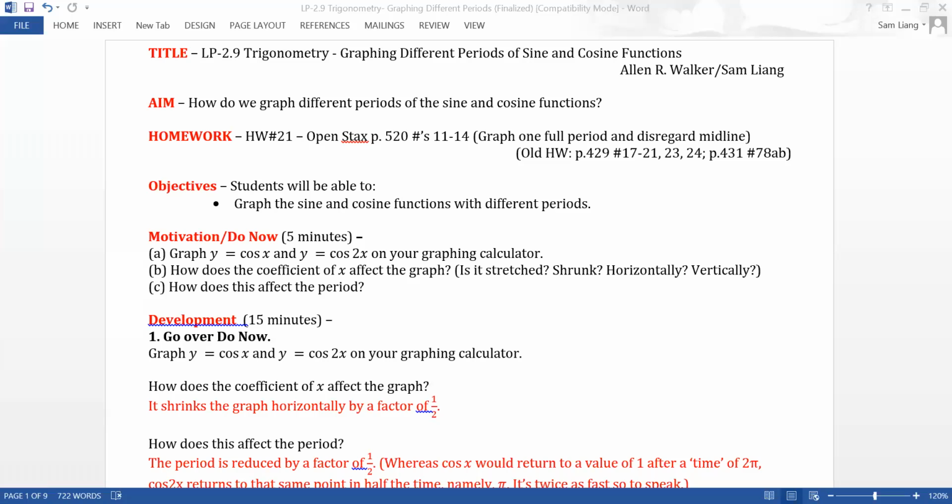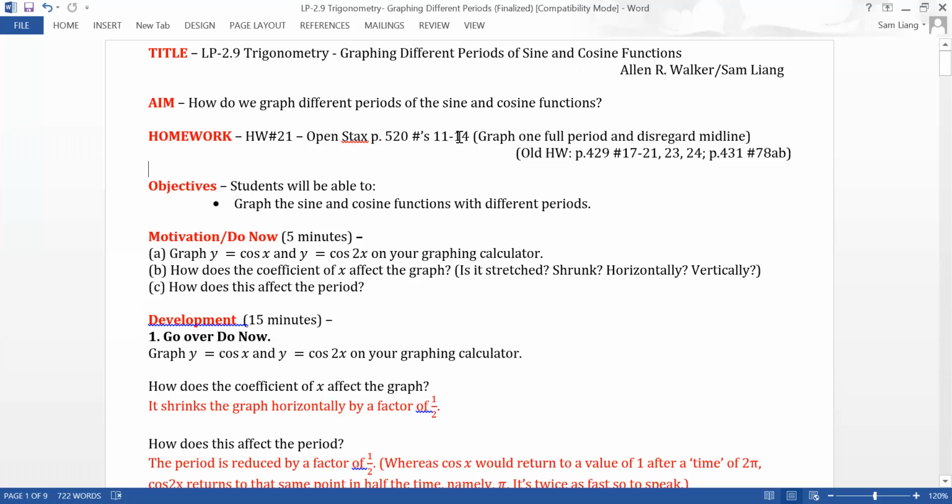All right, hey everyone. So today we're going to be talking about graphing different periods of sine and cosine. And your name is how do we graph different periods of the sine and cosine functions. Your homework is going to be in the OpenStax textbook. It's going to be page 520, numbers 11 to 14.